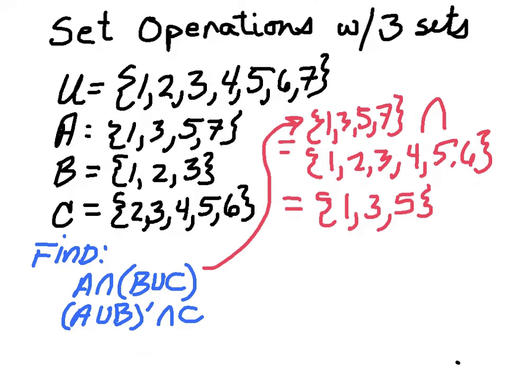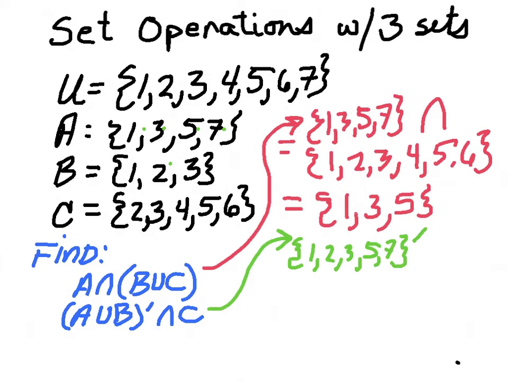Let's try the next problem, which is A union B complement intersect C. So this one's just a hair more challenging. What I need is A union B, and so I can see from up above that A union B, I need 1, 3, 5, and 7. And then I also need a 2, and that'll be all the elements. So it'll be 1, 2, 3, 5, 7.